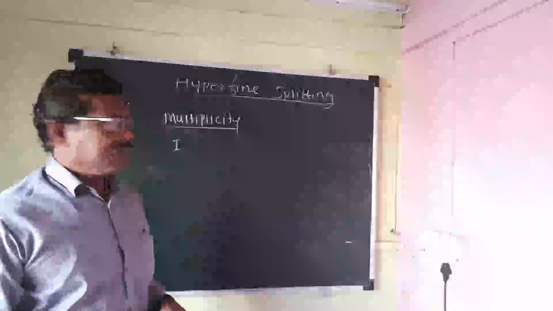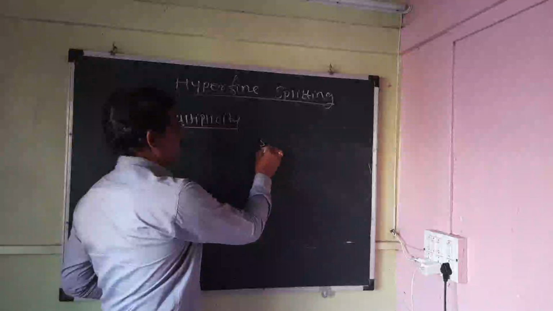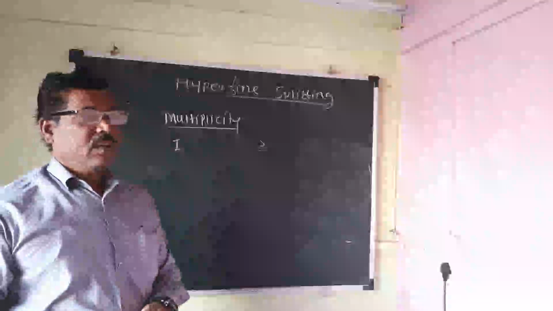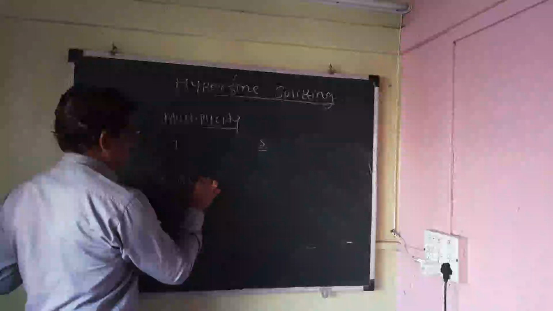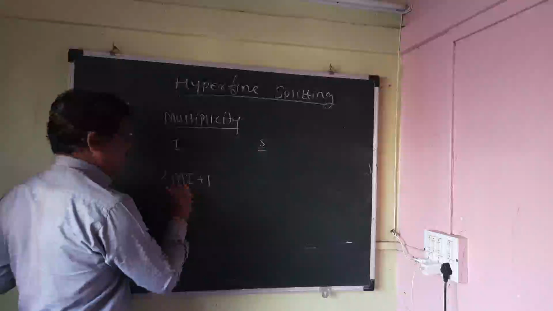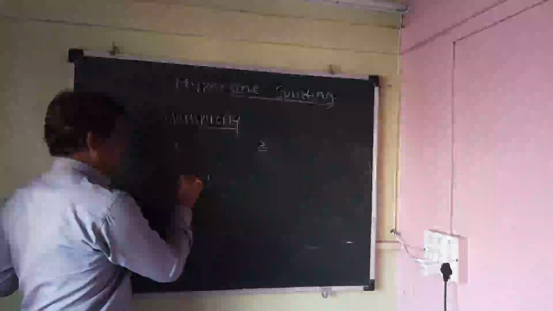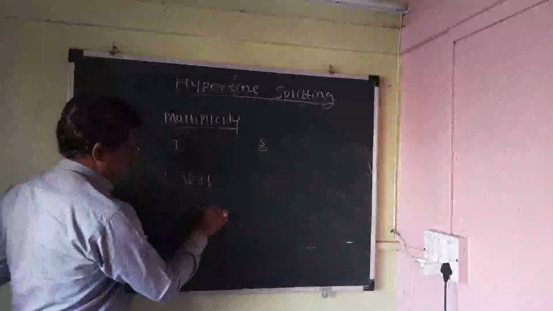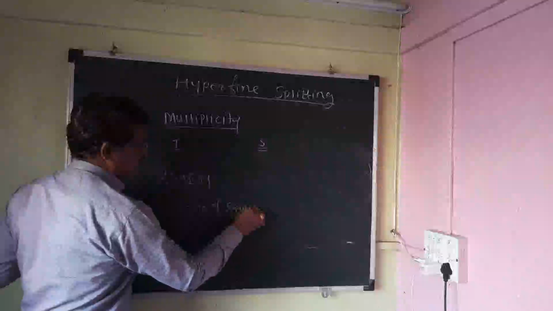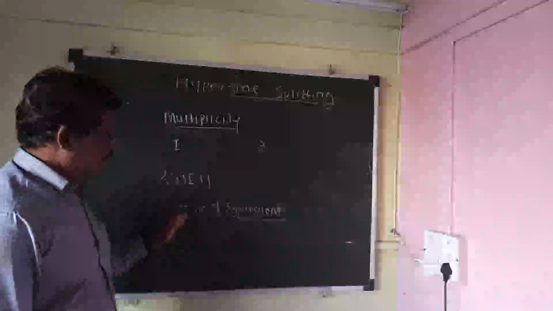The spin of the electron is S and the spin of the nucleus is I. The number of EPR lines expected is 2nI plus 1, where n is the number of equivalent nuclei, the number of equivalent protons. Equivalent nuclei means equivalent protons, in general.